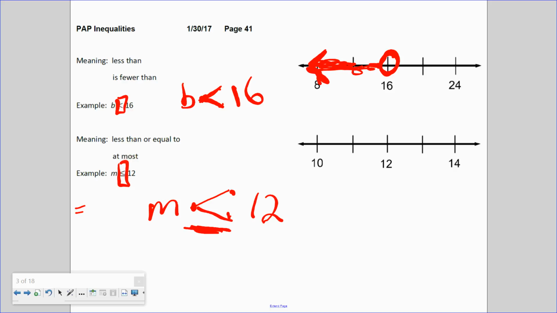So m is less than 12. Which numbers here are less than 12? 11 is less than 12. 10 is less than 12. But this also says equal to 12. So to show equal to 12, draw a closed dot showing that this is part of the group. And all of these numbers to the left of 12 are less than 12. So let's make sure this is correct. m has to be less than 12 or equal to 12. By highlighting this, are these numbers on this number line going to be less than or equal to 12? Yes, they will be.